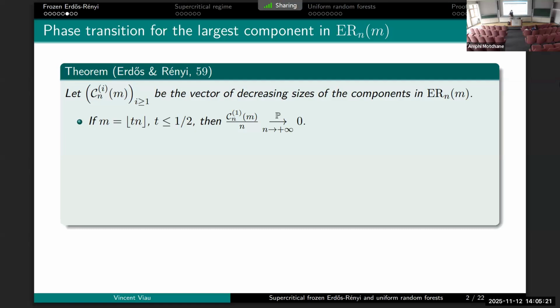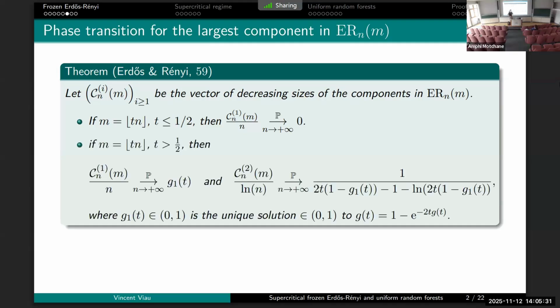Okay. Yes. And then past this critical point at 1/2, you have the emergence of a unique giant component, whose size is comparable to the whole system size. That is, if you rescale the size of the largest component by n, this converges to some positive quantity. And this is a unique giant component in the sense that all the other components are small and they are of size log n.